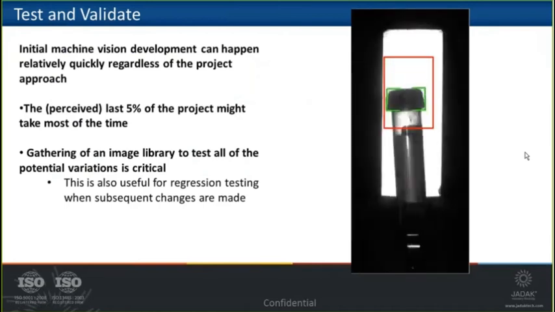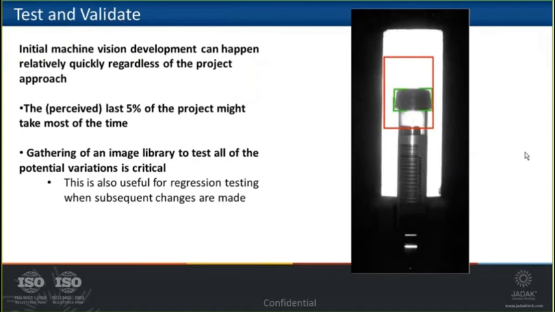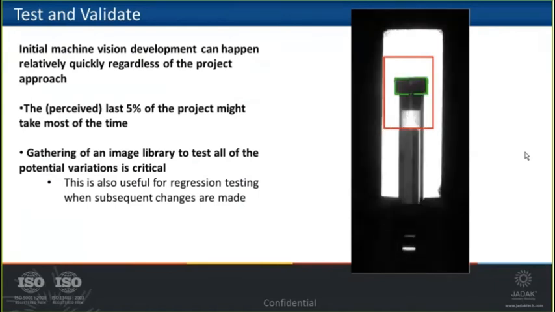What the graphic is trying to show is that once you've really got your upfront system set up and running, then you need to test. And I'm trying to illustrate that there can be a ton of different variations in the object you're looking at. So generally what we'll do is grab thousands of images of the different objects that we're looking at in order to capture all those different variations. In a lot of projects, you're going to get the machine vision up and running relatively quickly, and you feel like, boy, we're almost there. I'm at the 95% point. But then there's that last 5%, which is all the testing, which can take a lot of the time. So I can't emphasize that enough.